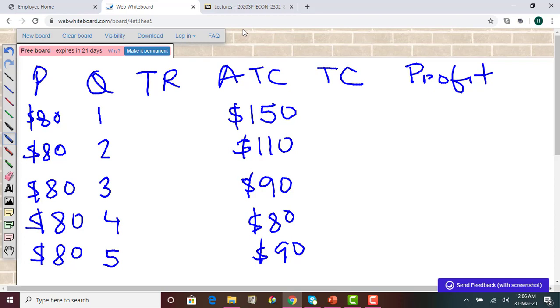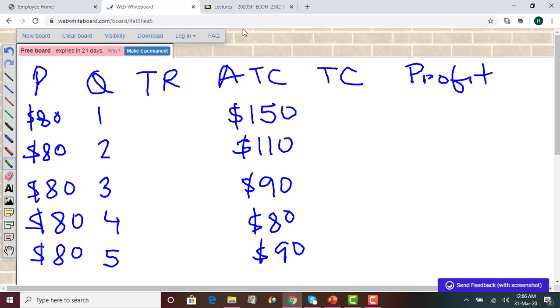Now based on this information, I may ask you to complete the table, and then I will ask you what is the profit maximizing point, what is the profit, and also what is the quantity that corresponds to the profit maximizing point. Okay, so we will start off by calculating the total revenue.